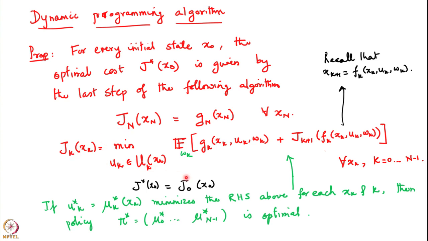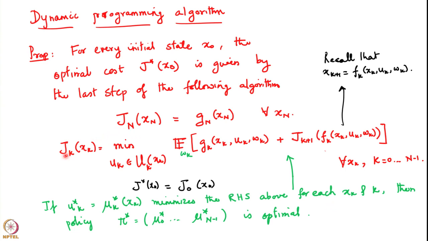The functions Jk are called the cost to go, or sometimes also called the value function. So, this Jk plays an important role in all of this. Another object that plays an important role is the minimizer that we find from this optimization problem. Let us denote the minimizer as uk star. This minimizer is a function of xk. So, let us write uk star equal to mu k star of xk, and that minimizes the right hand side here, this particular expression. And it minimizes it for each k and each xk.